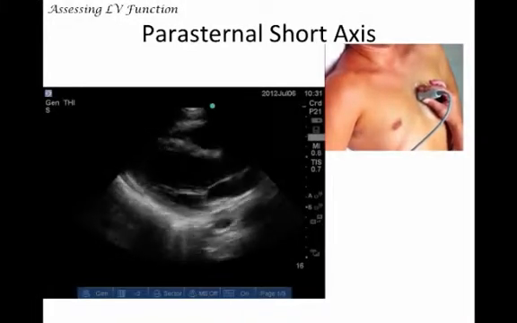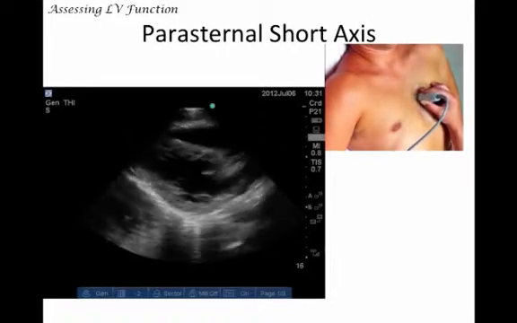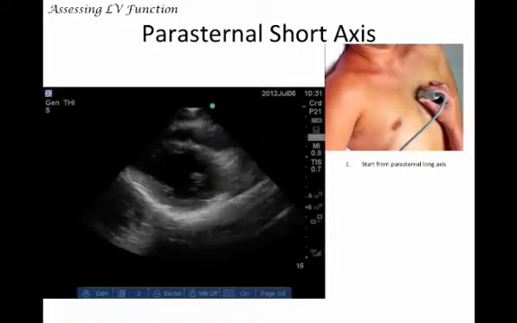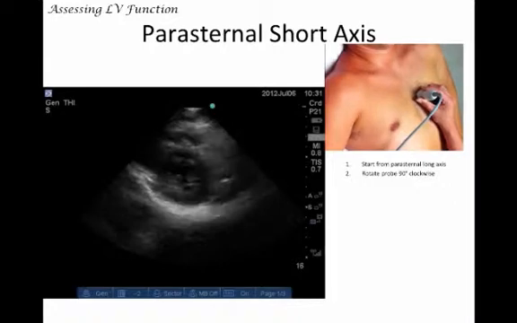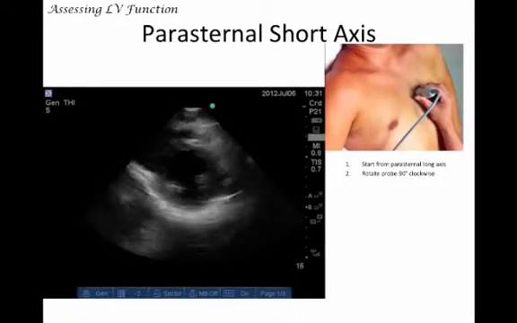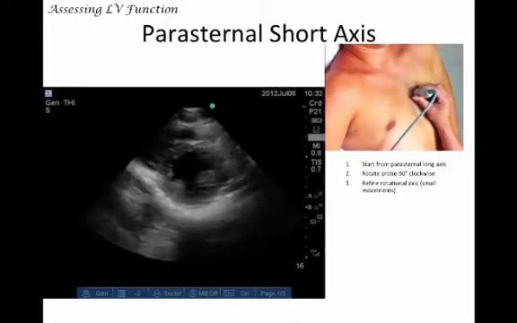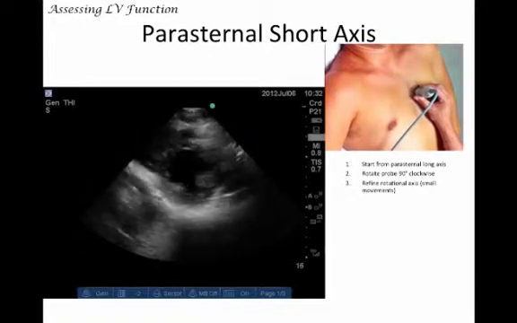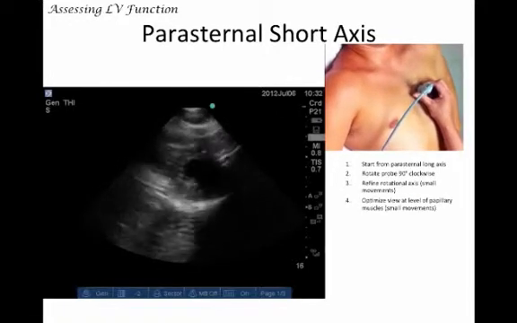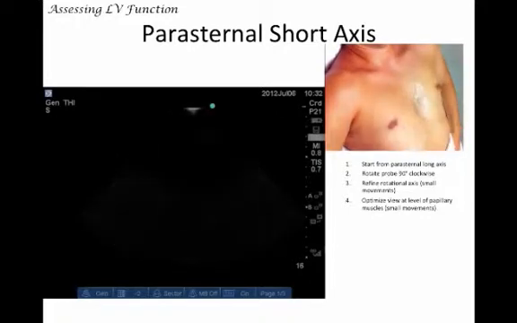Now let's look at this in real time. Again, start with your best parasternal long axis view and rotate the probe on the chest wall 90 degrees in a clockwise fashion so the index marker ends up pointing somewhere towards the patient's left shoulder. From this position, small rotational movements are made to optimize the circular shape of the left ventricle, and small movements to angle or tilt the probe will focus your view on the papillary muscle level of the heart.